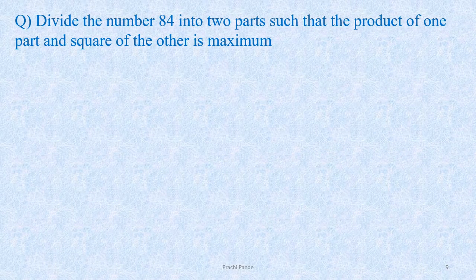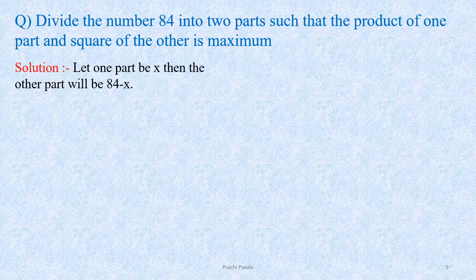Let's take another example. Divide the number 84 into two parts such that the product of one part and square of the other is maximum. Let one part of 84 be x, then the other part will be 84 minus x. Here we have to maximize the function which is the product of one part and square of the other.